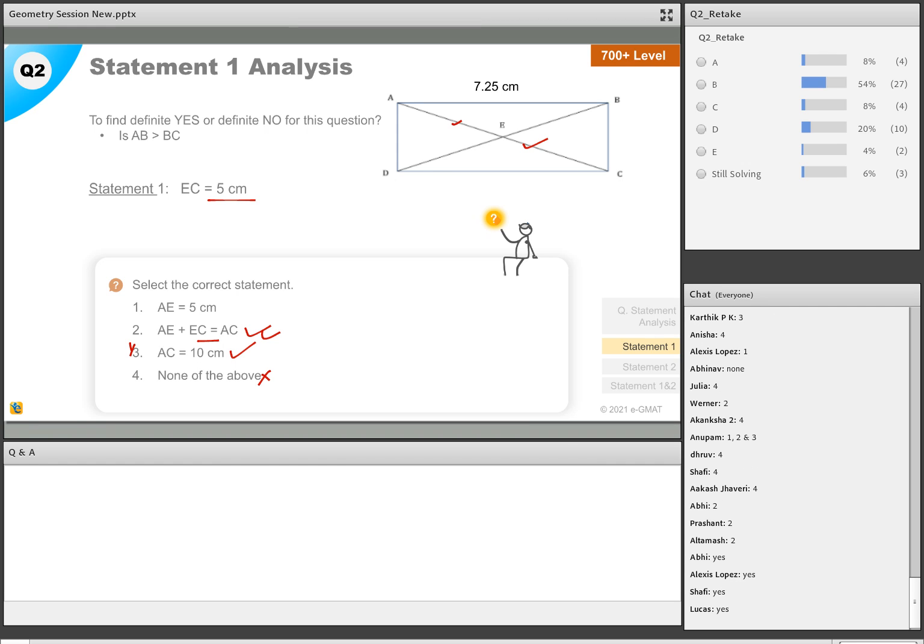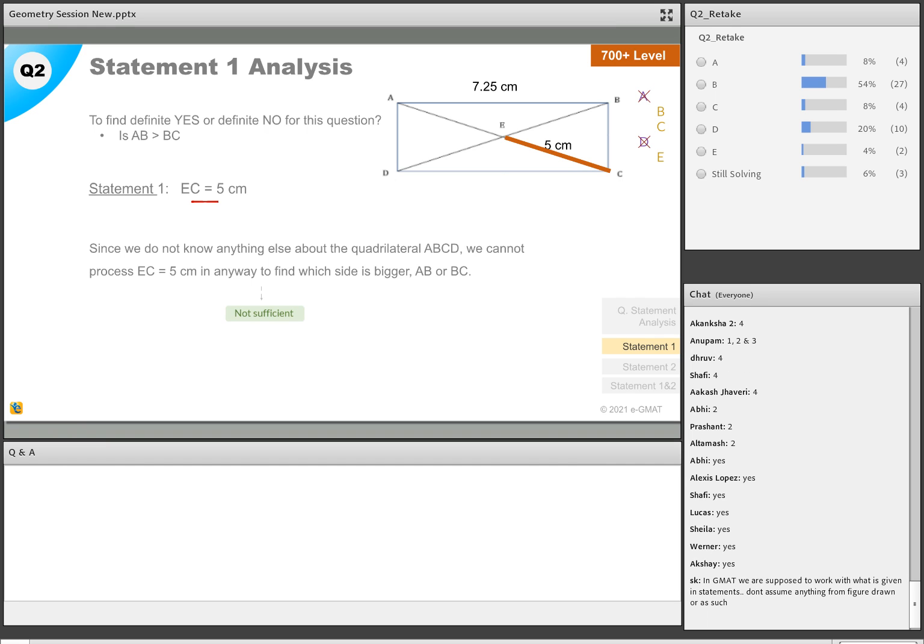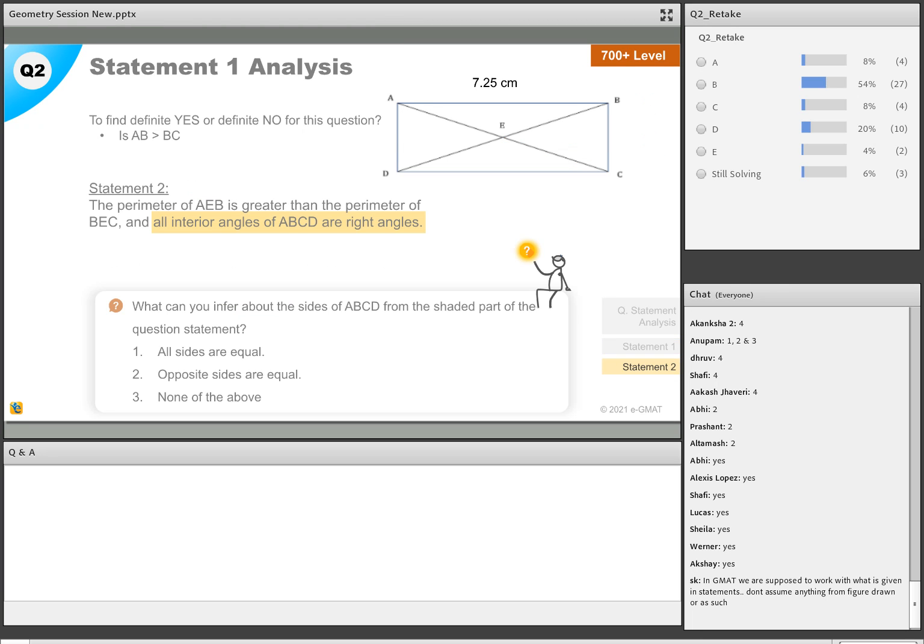Okay, perfect. Again, the learning over here is not to assume anything unless that's explicitly mentioned in the question. So what's given over here? I have the length of EC, but I have no idea of the type of quadrilateral I'm dealing with. And that is the reason I cannot say what's the relationship between AB and BC. So the first statement is not a sufficient statement to answer this question. Let's move ahead to the second statement.